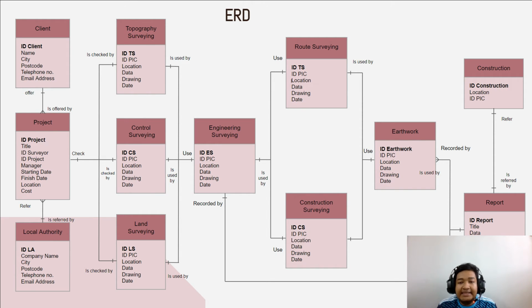So that's all for the relationship. The fourth criterion is the name. The name of the relationship is used to read the ERD more easily. For example, a client offers more projects, and more projects are offered by a client. Next, I will pass this presentation on.